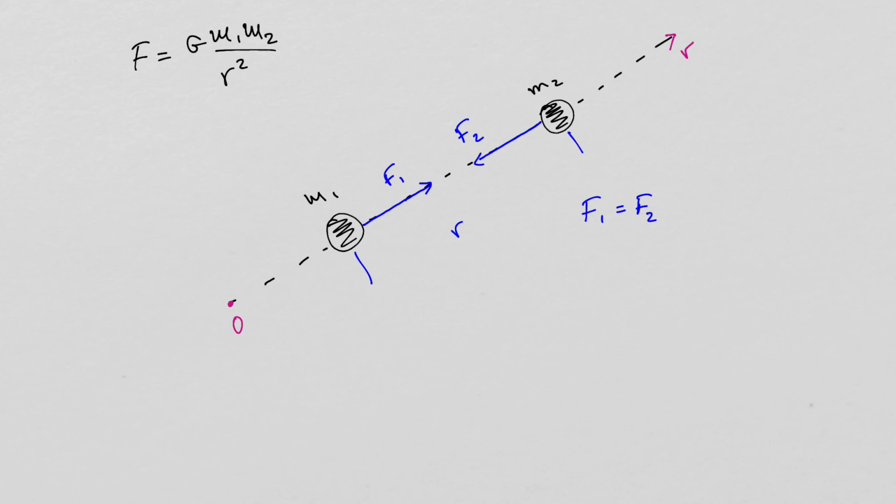So in terms of my notation here with the radial coordinate system, the gravitational force can be written in vector form as F is equal to G M1 M2 divided by R squared, R hat, where R hat is the unit vector in this radial coordinate system.